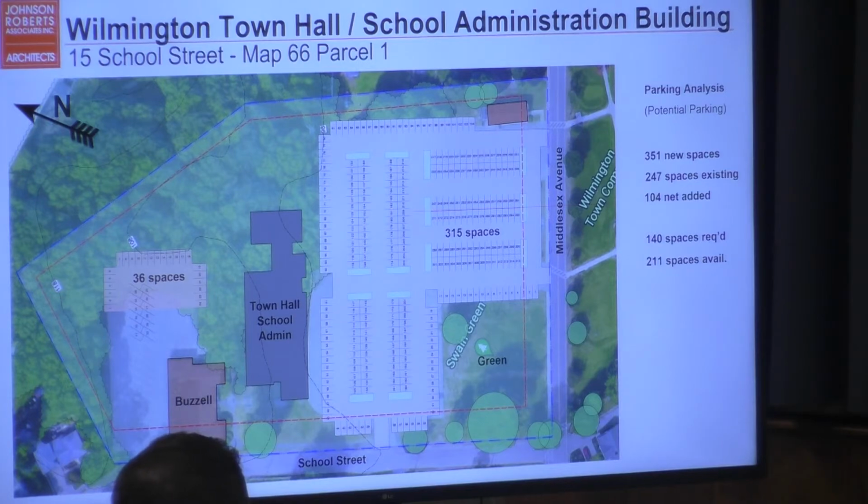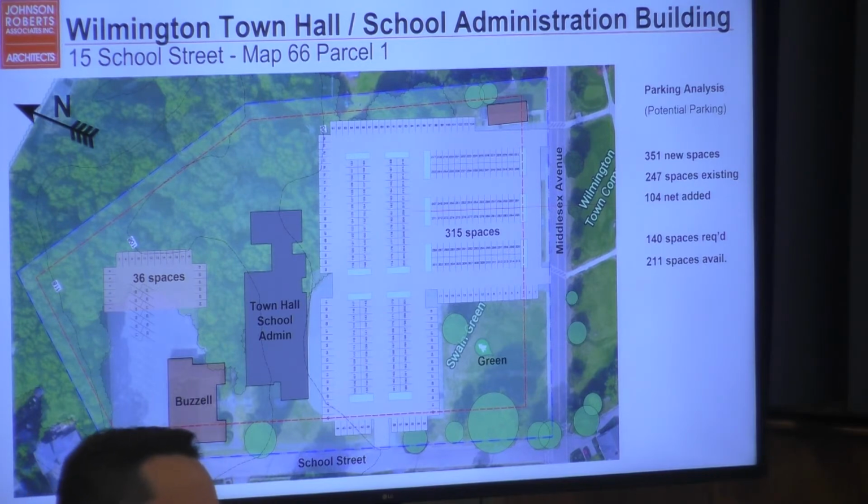And when you compare that, you've got 247 spaces there just at the bottom, so that's 101 spaces, a net add. Now, the zoning bylaw requires 140 spaces for the town hall school administration building. We think that's kind of high. That's what's in the zoning bylaw. I don't know that you'll use that many spaces day to day. But even if 140 spaces was filled, that gives you over 200 spaces available for the schools. 211 spaces is what we have.